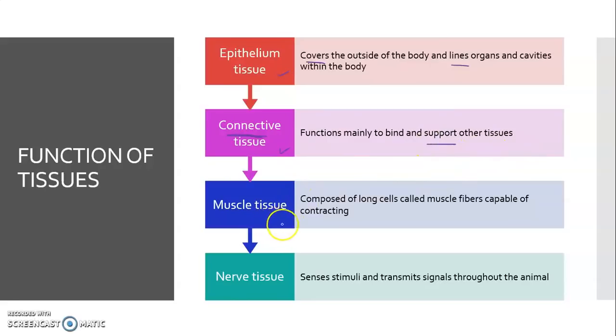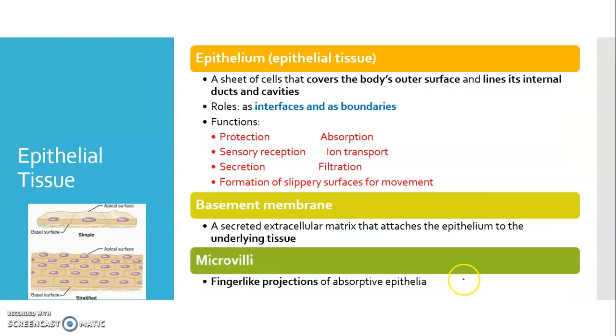And then next is the muscle tissue. Muscle is composed of long cells that are capable of contracting. Okay, and then the last is the nerve tissue. The nerve tissue is used for sensing stimuli, and also to transmit the signals, the impulses or the information, throughout the animal.